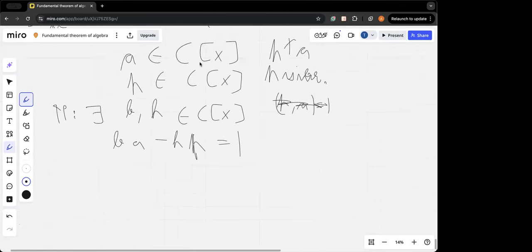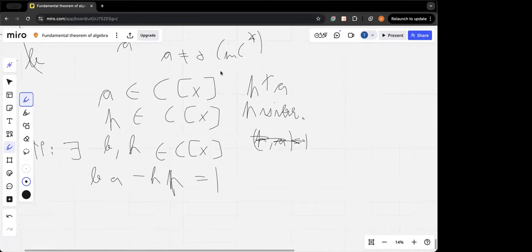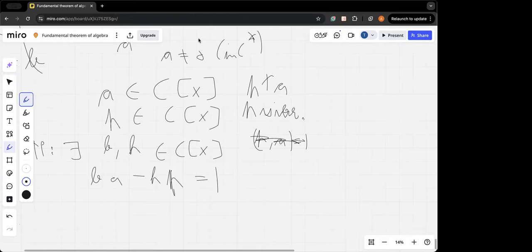Because if P wasn't irreducible, it would be reducible, and we'd have a smaller degree thing, right? Yes, exactly. That's why we started by assuming P is irreducible. Okay, yes, makes sense.